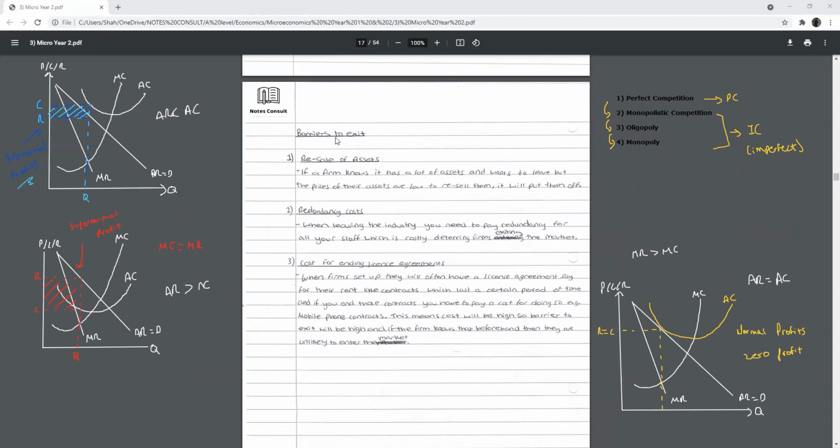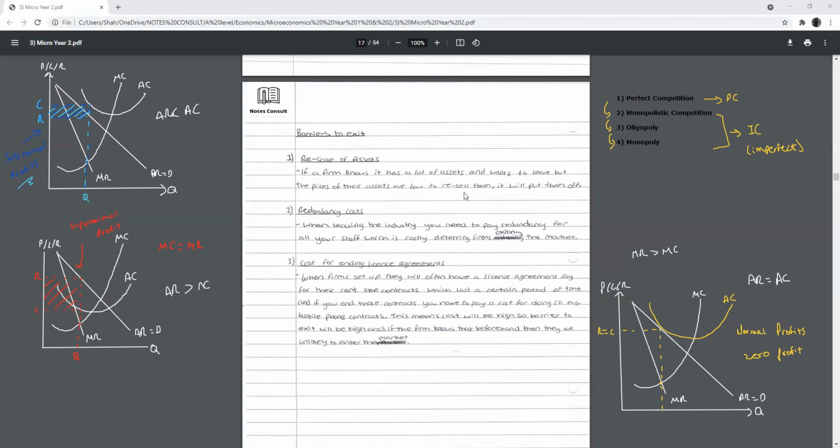So barriers to exit. What might stop a firm from leaving the market? Say a firm is already in a monopoly or oligopoly or in perfect competition, what might stop them from leaving? Well, we already know that for a firm in perfect competition, there's nothing stopping them from leaving because they don't really have much sunk costs or anything like that. So they'll be all right. But the rest of these firms will probably have quite a bit of sunk costs and things.